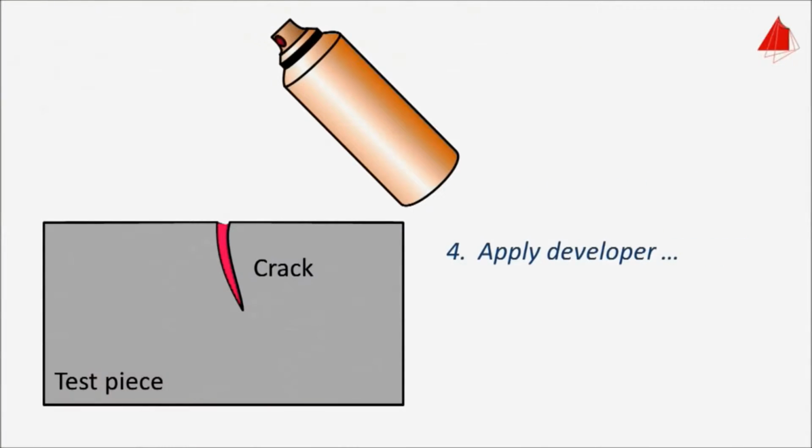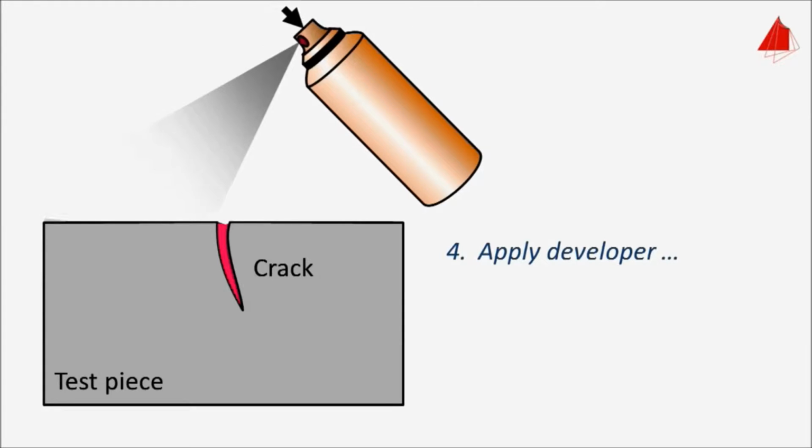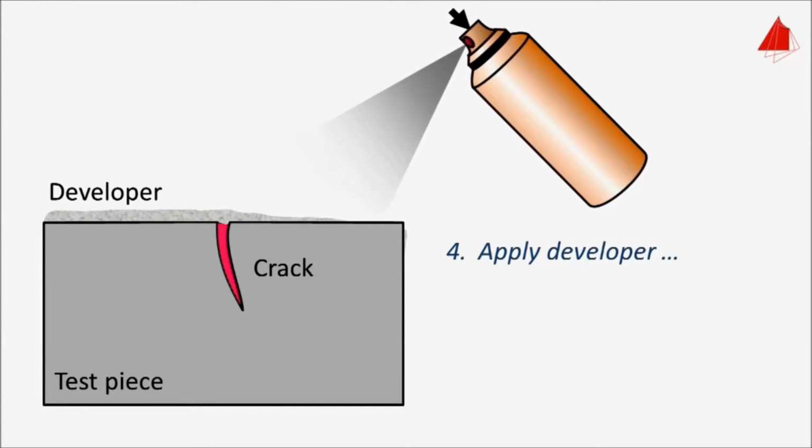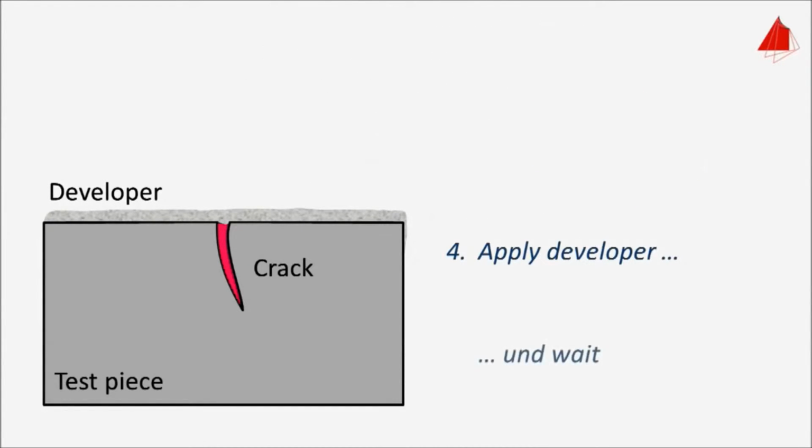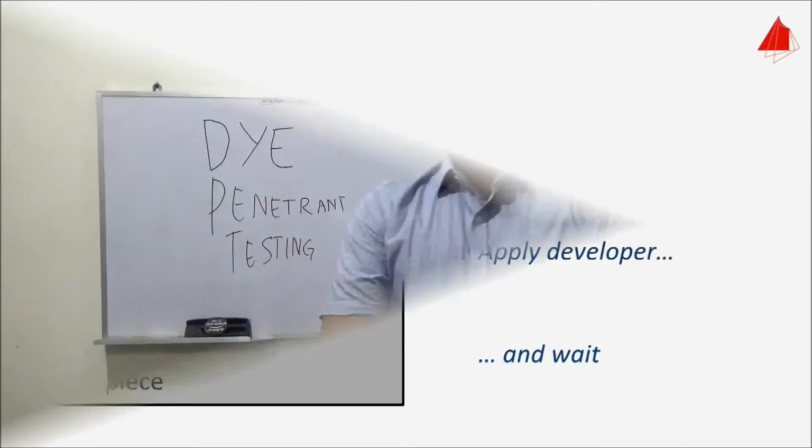After drying the test piece, a developer is applied onto the surface. The developer is a fine-grained white powder suspended in a liquid. It forms an even coating on the surface. After drying, it draws penetrant from the crack out onto the surface. The location of the crack is indicated clearly on the surface.